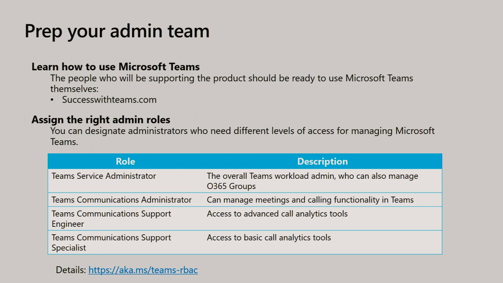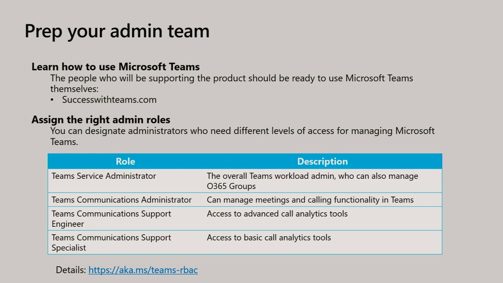Finally, the last 2 roles are all about more of your support arm. If you think about a user calling your help desk and they're trying to figure out what specific things are not working from a calling perspective, that Teams Communication Support Specialist typically is like your first level of support. They're able to answer the call, talk to the user, look at their specific calling records and try to figure out what's wrong. They have access to basic call analytic tools.